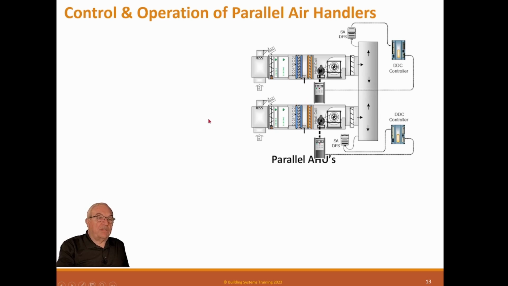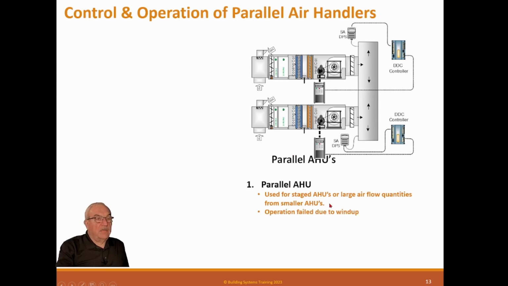And this is a typical way that you'll see these, where they'll have a controller for this system and a controller for this system, and they have a supply air pressure sensor for this one, and a pressure sensor for this one. And they'll have VFDs. And this looks okay, but it has a problem. Used for staging, like I said, are large floor quantities for smaller air handling units.